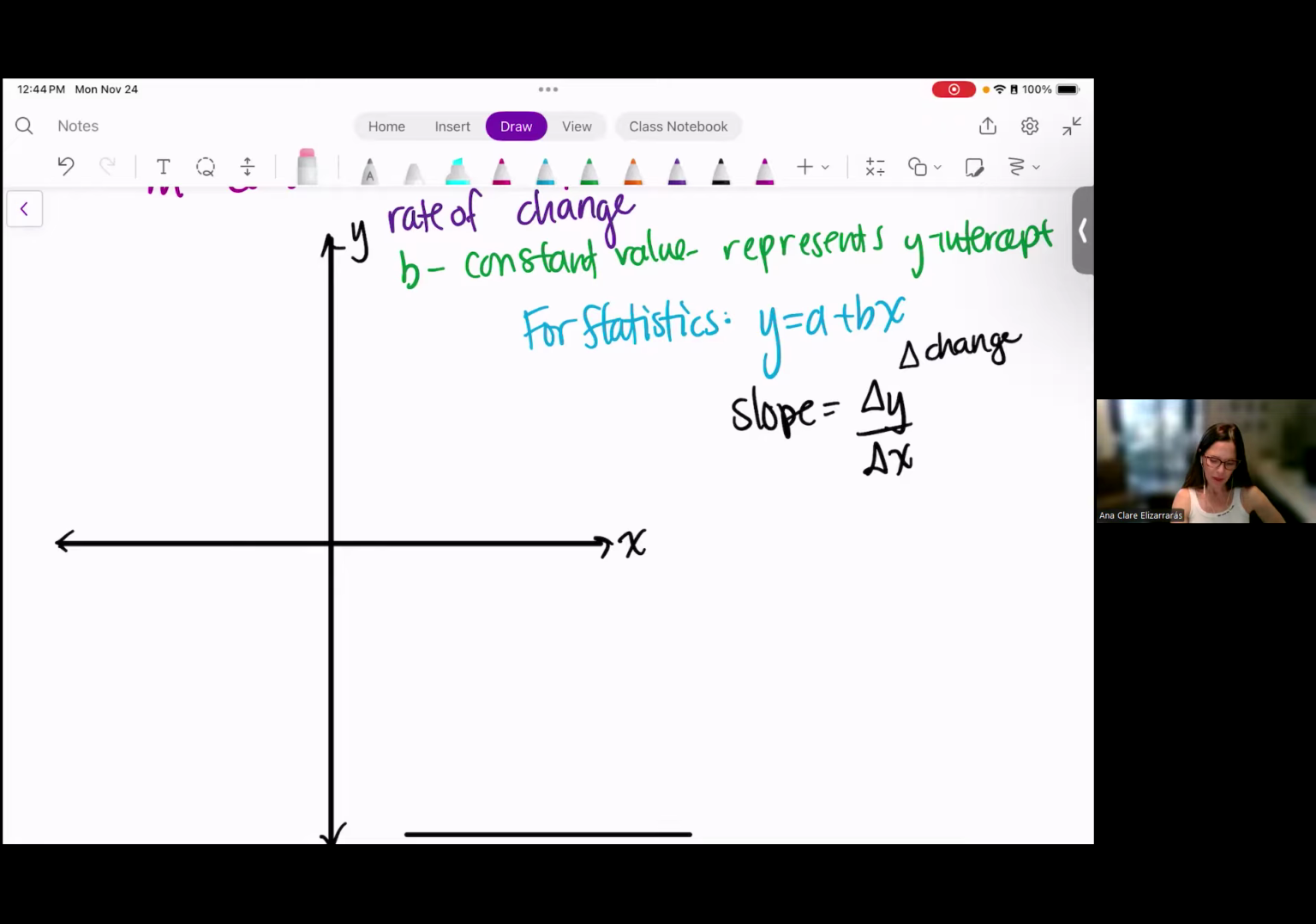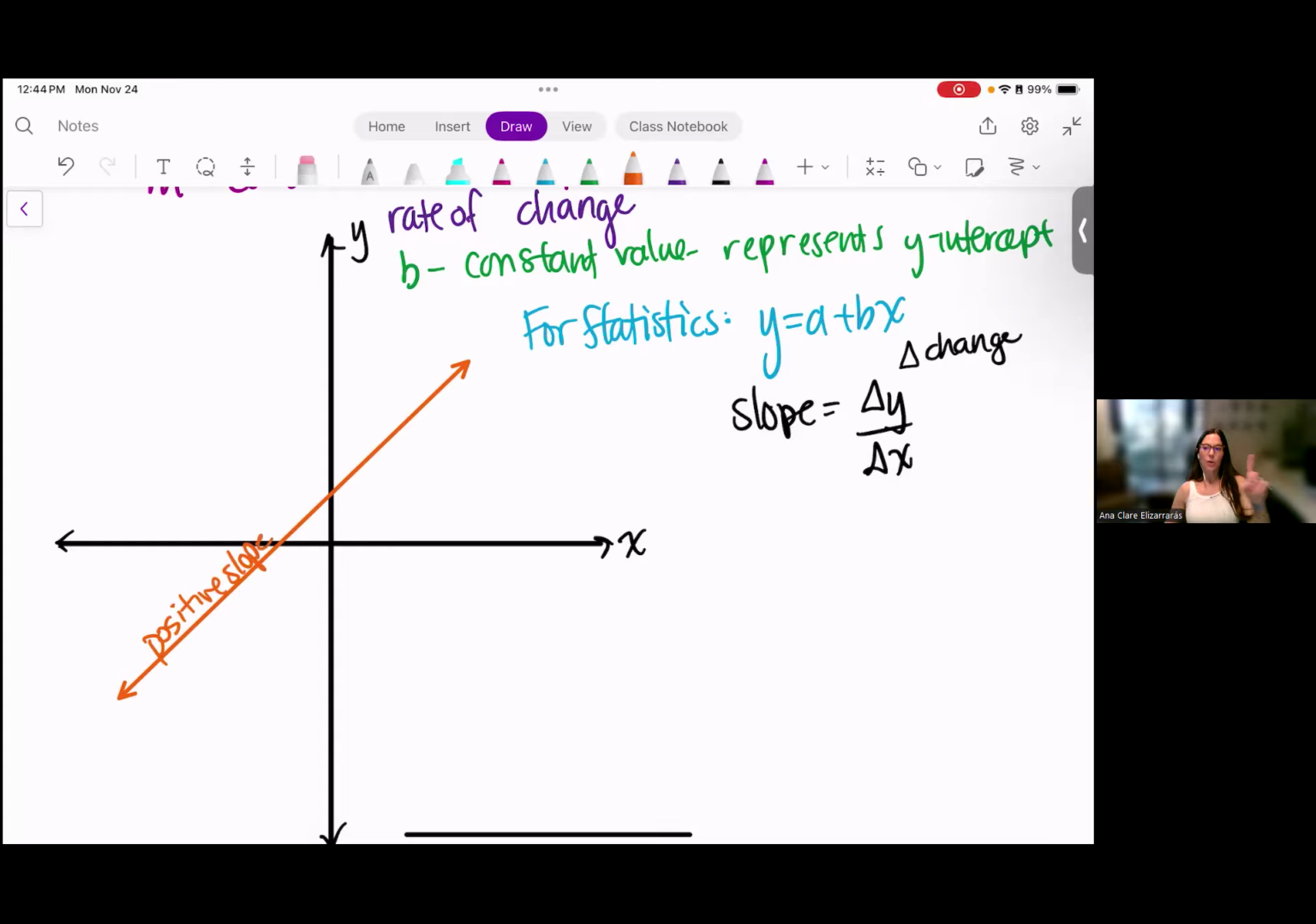Now, when you're trying to figure out whether a graph is positive or negative, or has zero slope or undefined slope, you can start from left to right. So when we read in the English language, we go from left to right. So start from left to right. If your graph goes up from left to right, it's a positive slope. And what that means is positive values are associated with positive values, negative values are associated with negative values, if you're talking about the first quadrant. This is a positive slope.